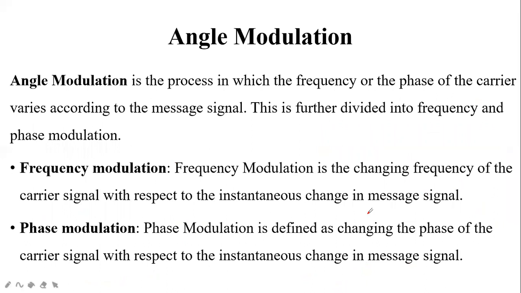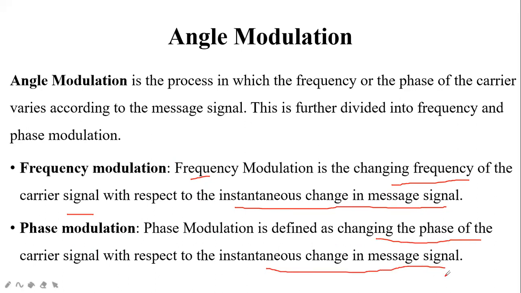So this is some basic definition of angle modulation, frequency modulation and phase modulation. Frequency modulation is the changing of the frequency of the carrier signal with respect to the instantaneous change in the message signal, and the rest of the parameters will be constant. Phase modulation is the change in the phase with respect to the instantaneous change in the message signal, and again the rest of the parameters will be constant. So these are some of the basic definitions for the modulation techniques.